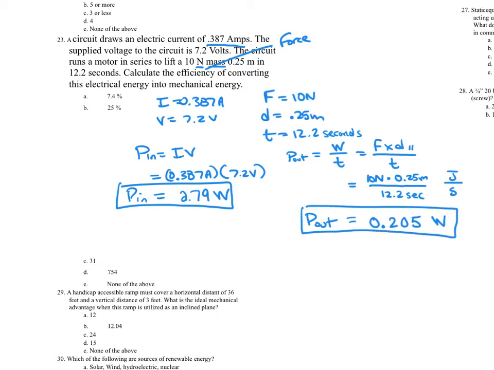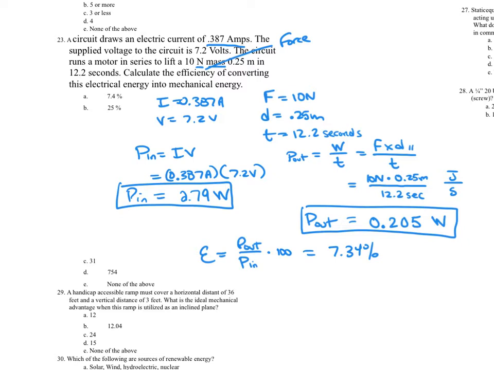So to calculate the efficiency, we try to determine how much out did we get compared to my input, and multiply that by 100. And so I end up with an efficiency of 7.34%.